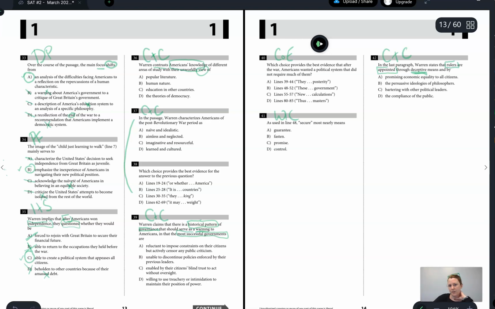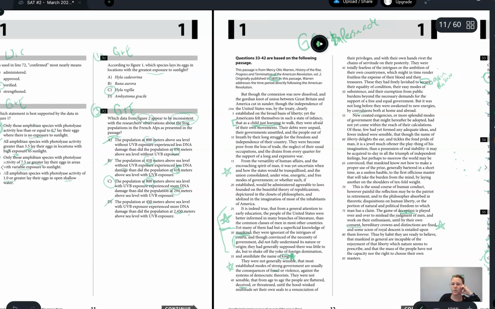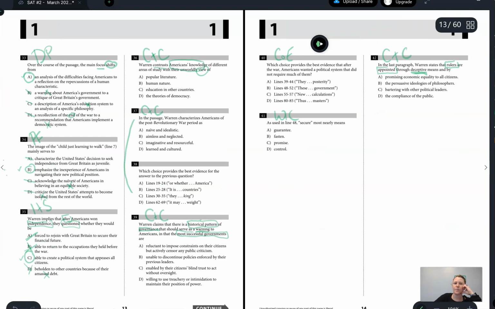All right, content characterization, America's knowledge, and we're contrasting that with something. We found that earlier. So America's knowledge of areas of study, so it's like academic knowledge, is different from our understanding of what, and I think we marked that one. Okay, yet many of them had but superficial knowledge of mankind. They were ignorant of the intrigues of courts, and though convinced of the necessity of government, did not fully understand. So I think it's this idea of mankind and how the human world works. So let's see what we can find that connects to that.